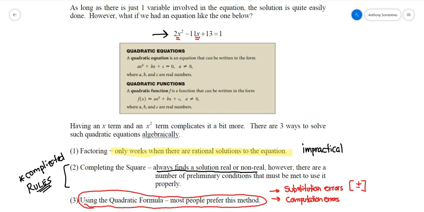So I'm going to go through these three methods. You're expected to know how to do all three methods. However, if you're not told to use one method over another in a problem, you can use any method you want. If you're told to use a specific method, then you have to use that method. Okay? So let's go through the three methods by doing some examples.